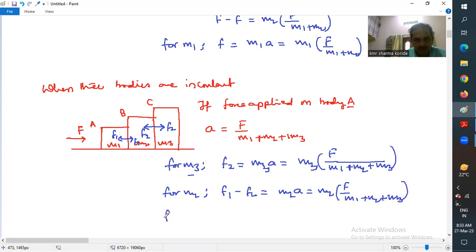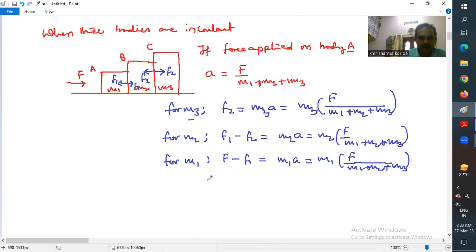Next, coming to the part M1. So the directly applied force favors the motion, but F1 opposes the motion of M1. So this is going to be M1A. So once again, you can replace A with F by M1 plus M2 plus M3.